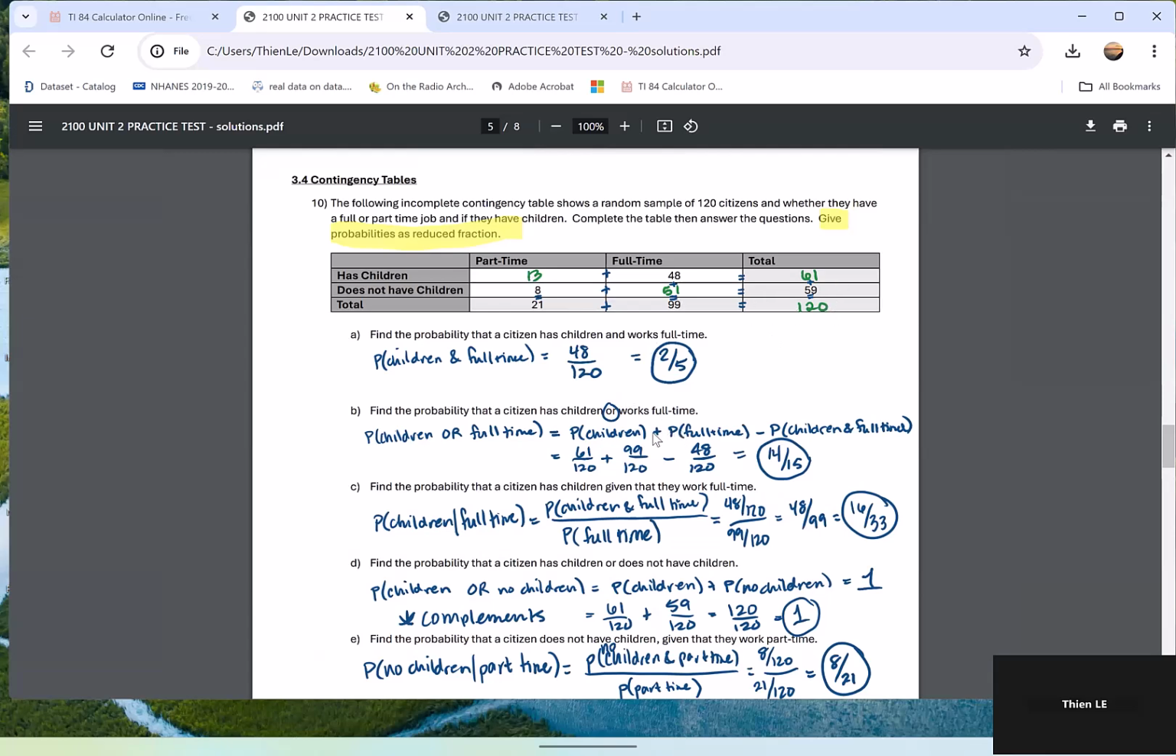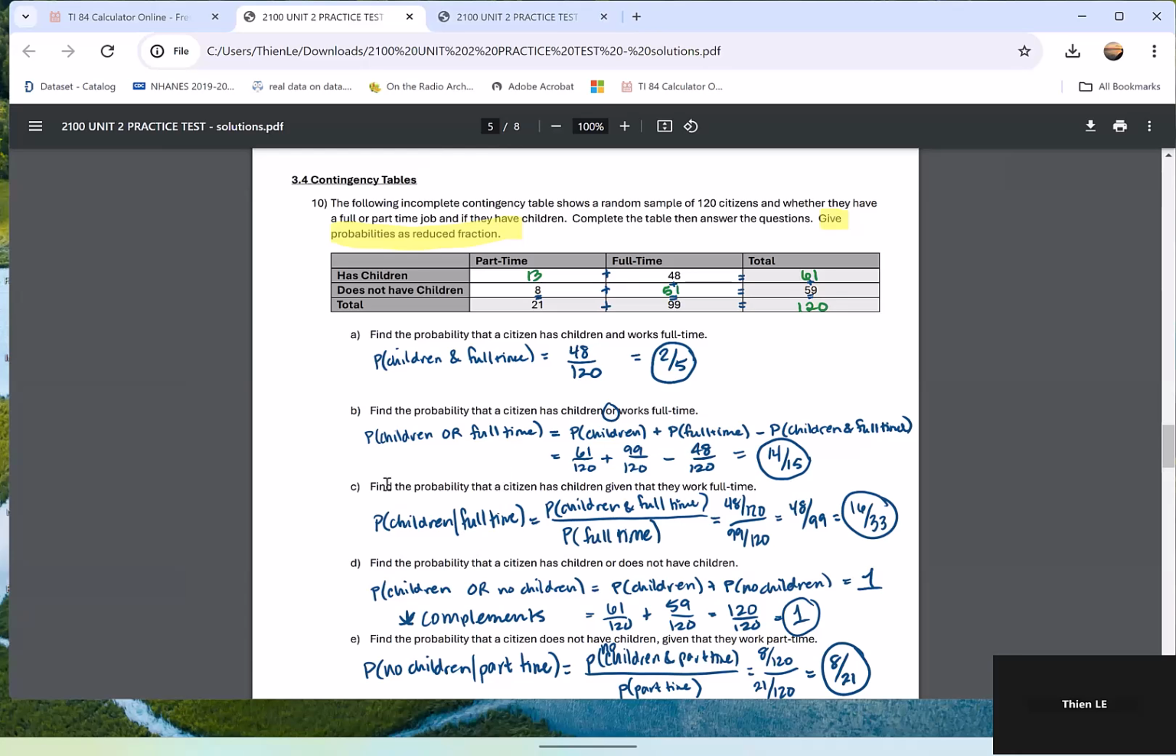So children plus full time, subtract children and full time. Children, in this case, you have 61 out of 120. Works full time, you got 99 out of 120, and subtract the common, which you just got from part A. After that, you can get the reduced fraction here.